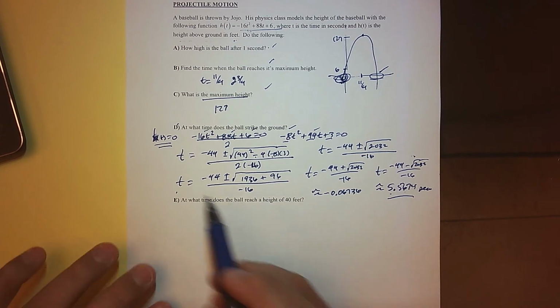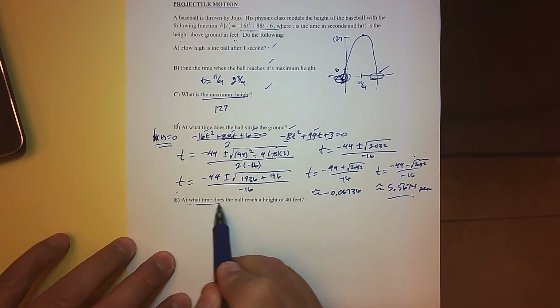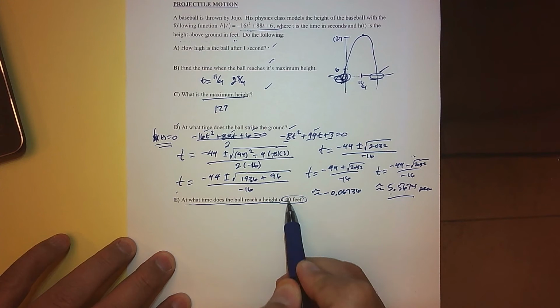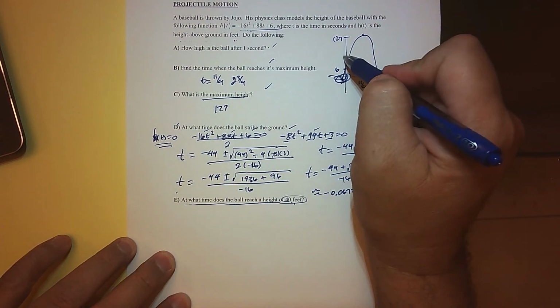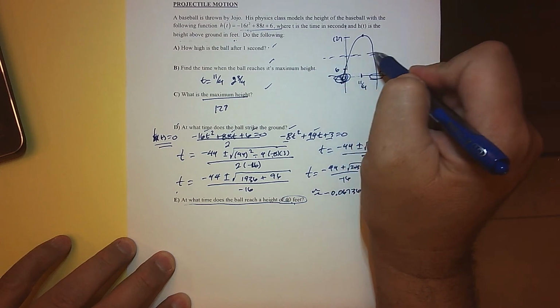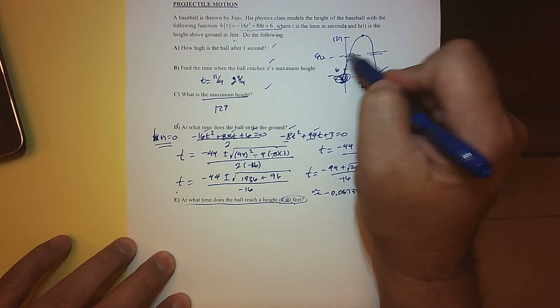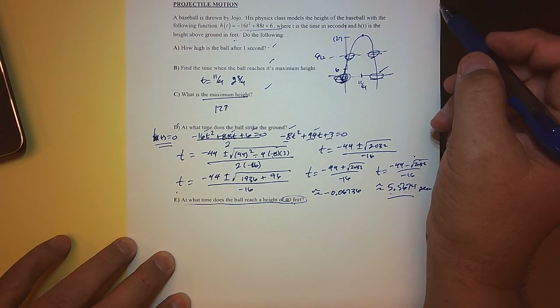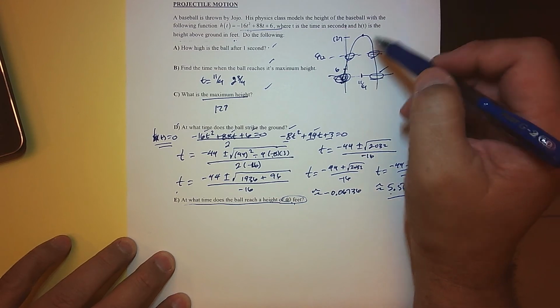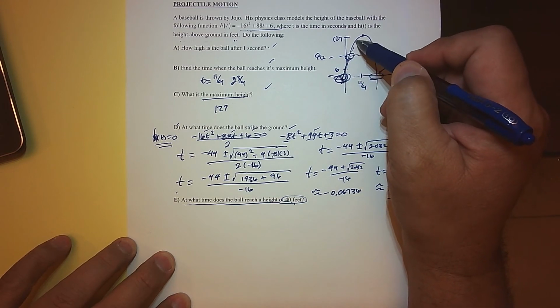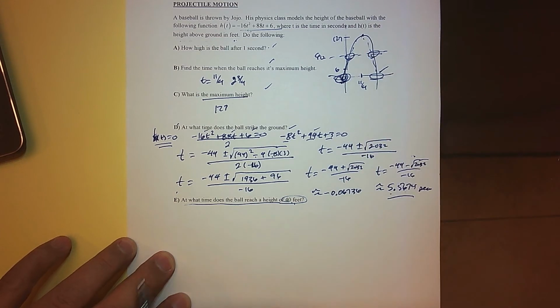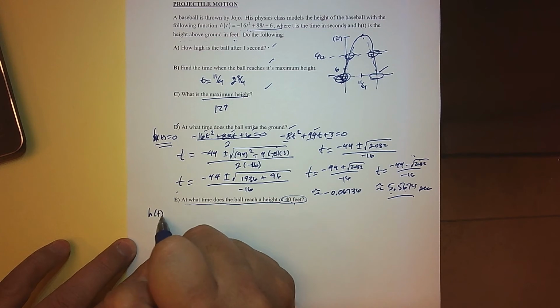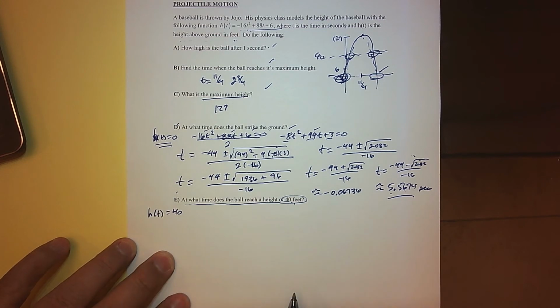Part E, we want to know at what time does the ball reach a height of 40. So we're not hitting the ground, we're not at a high point, we're somewhere in between. And just visually, if this is 40, we can actually see that there's twice when the ball hits 40 feet above the ground. One when it's going up, hits a high point, and then one when it's coming down. So we expect two values, and again, this time our h of t is equal to 40.